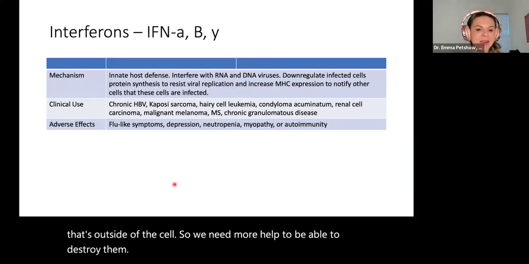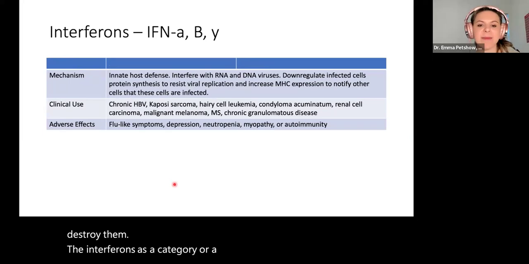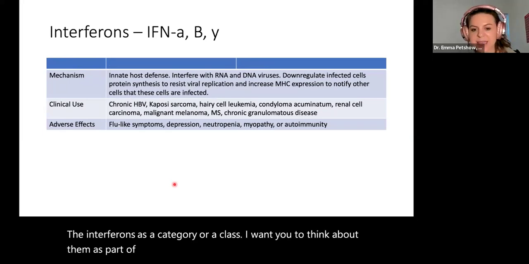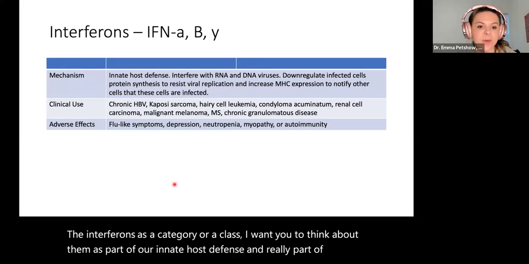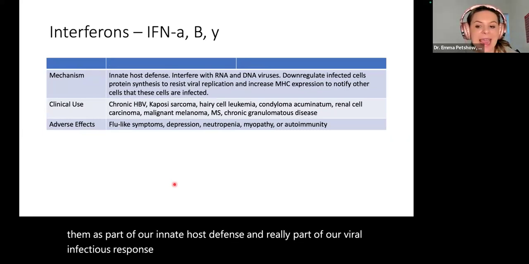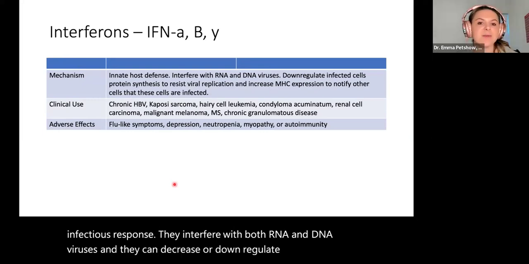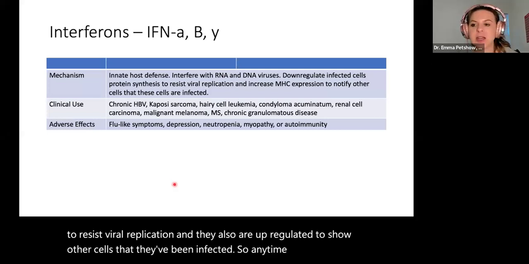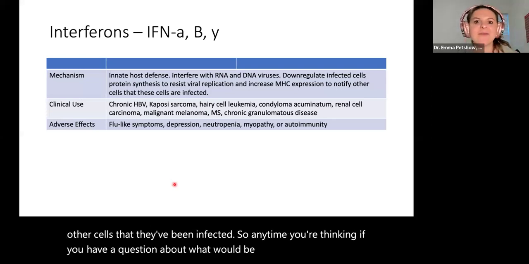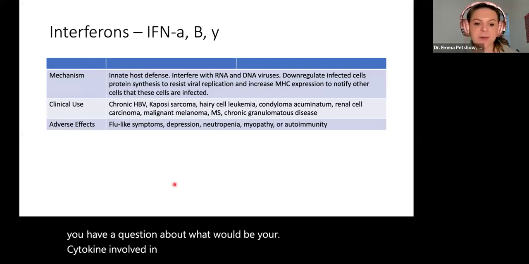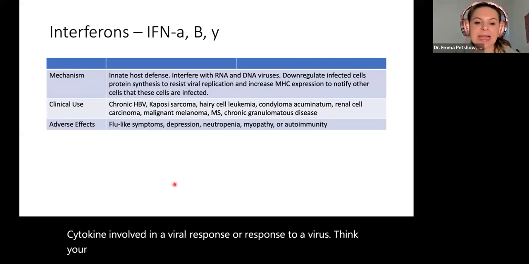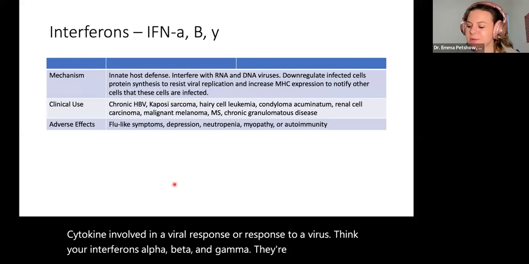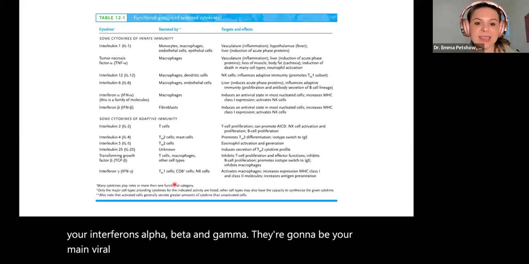The interferons as a category or a class, I want you to think about them as part of our innate host defense and really part of our viral infectious response. They interfere with both RNA and DNA viruses, and they can downregulate our infected cells to resist viral replication. They're also upregulated to show other cells that they've been infected. So if you have a question about what cytokine is involved in a response to a virus, think interferons: alpha, beta, and gamma. They're going to be your main viral responders in your immune system.